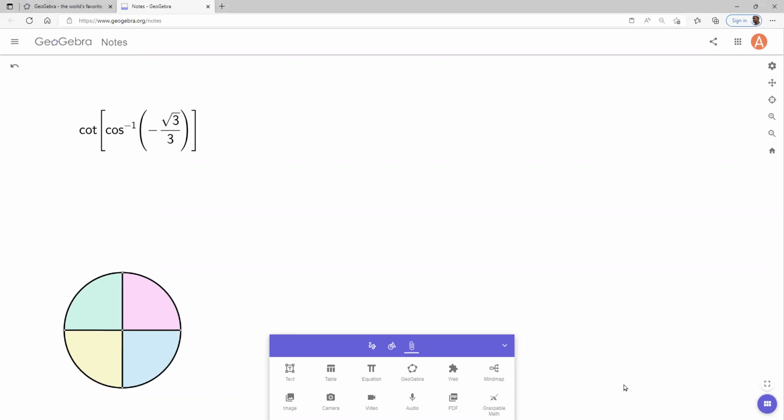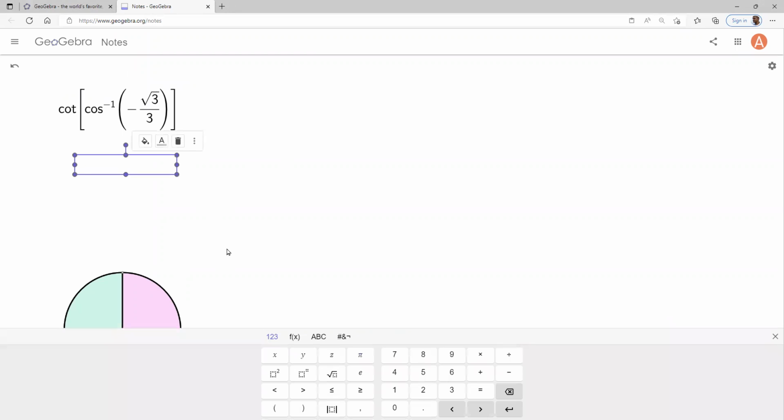So let's work on this problem. We're supposed to evaluate the cotangent of cosine inverse of negative square root of 3 over 3. I'm going to define a few things, and I'm going to define it as follows.